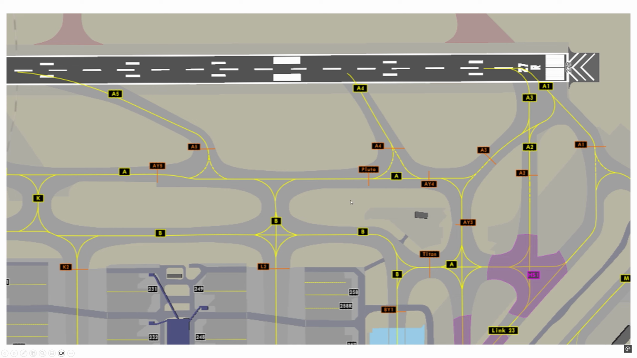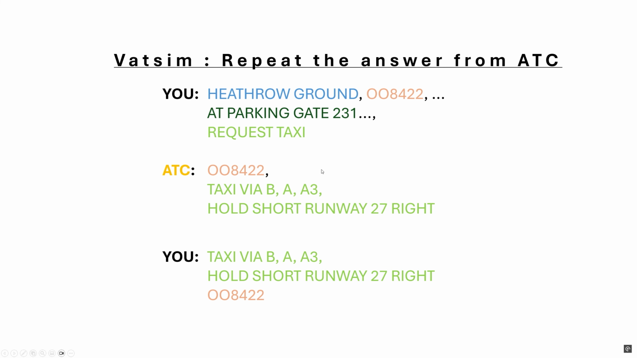How is this done when you talk to ATC? Well, first of all, this is taxiing, so you would talk to ground. It's important that once you get the instruction from ATC that you repeat it, so that they have the confirmation that you understood what they mean. So in this example at the top you can see Heathrow ground. So it starts by the controller, Oscar 8422. As always, we use our call sign. Then we say where we are, at parking gate 231. And then we say what we want, request taxi.